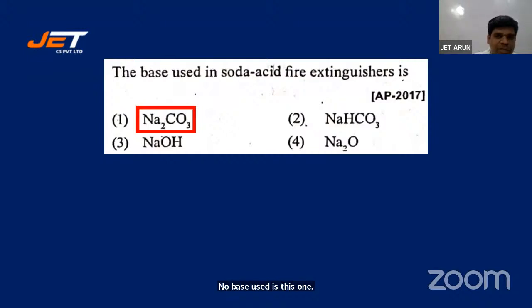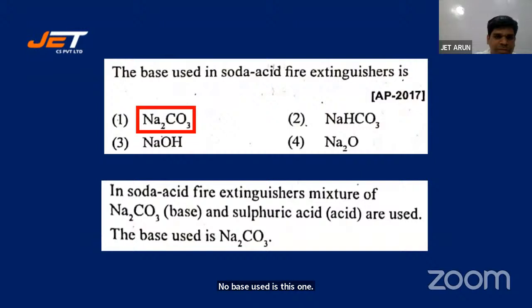All right, let's go for the next one. Here is the explanation. Oh, Chetan, is it 2? Let me check and let you know by tomorrow. But as of now, let's go with the explanation. We can have the discussion tomorrow. In soda acid fire extinguishers, a mixture of Na2CO3 base and sulfuric acid is used. The base used is Na2CO3.